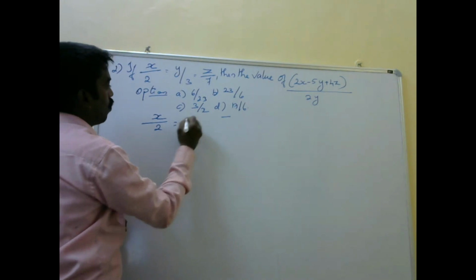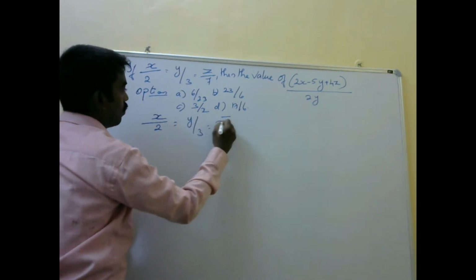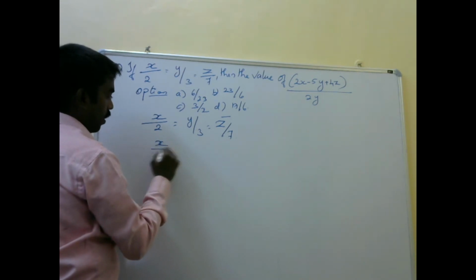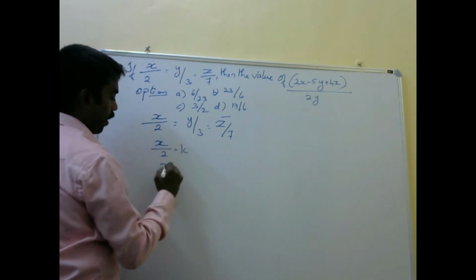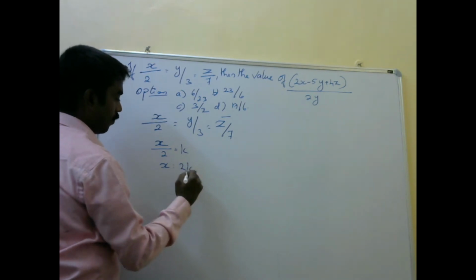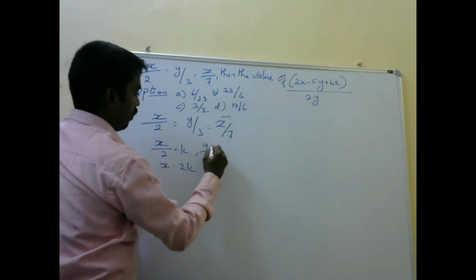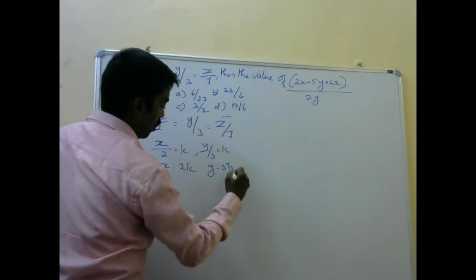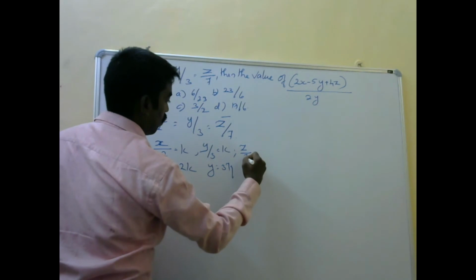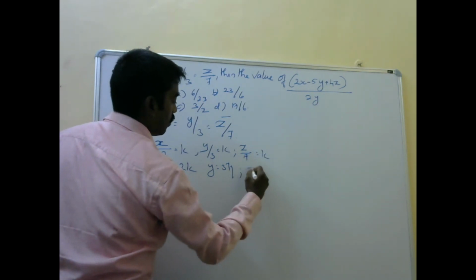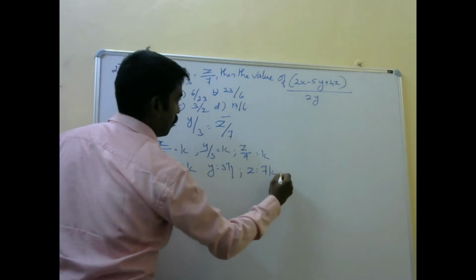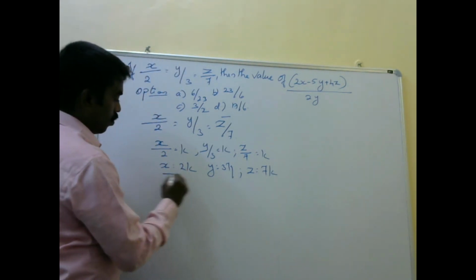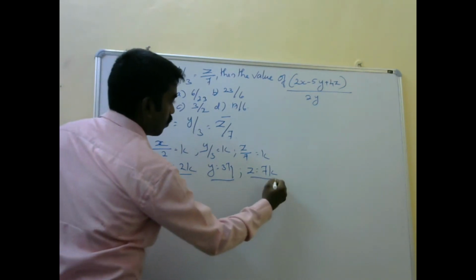x divided by 2 is equal to y divided by 3 is equal to z divided by 7. So we take it as a constant. x by 2 is equal to k, so x is equal to 2k. y divided by 3 is equal to k, so y is equal to 3k. z by 7 is equal to k, so z is equal to 7k. So x is 2k, y is 3k, z is 7k.